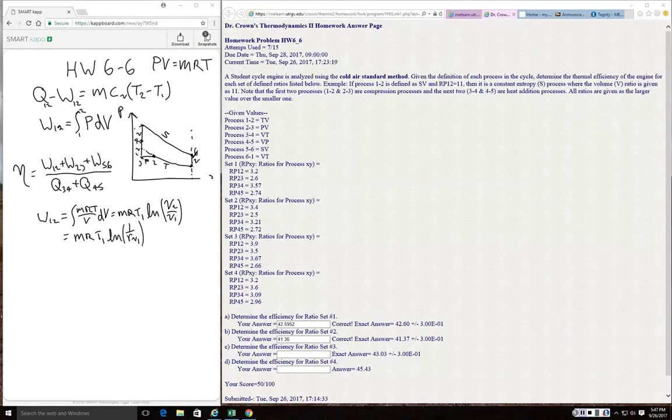Then work 2 to 3 equals the integral P dV, but it's constant pressure, so it's P delta V. And I can replace P times V with mRT, so I get mR(T3 minus T2).